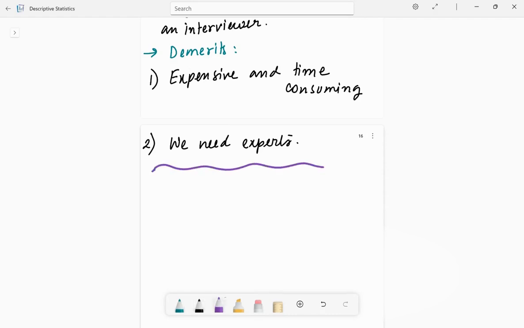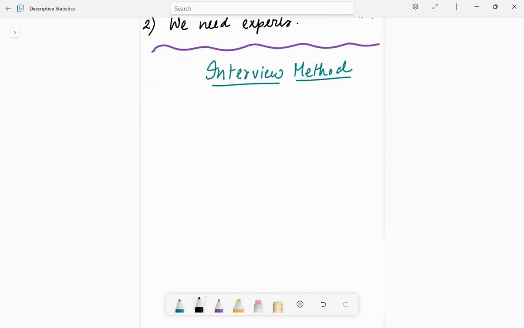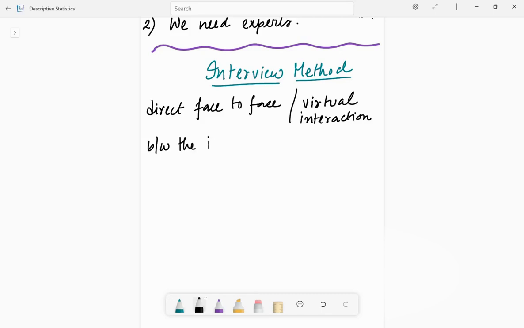Now we're going to come to the next method, which is the interview method. What is the interview method? It involves direct face-to-face or virtual interaction between the interviewer and the respondent, where the interviewer asks questions to collect the information. So what did I say? It is direct face-to-face or virtual interaction between the interviewer and the respondent.